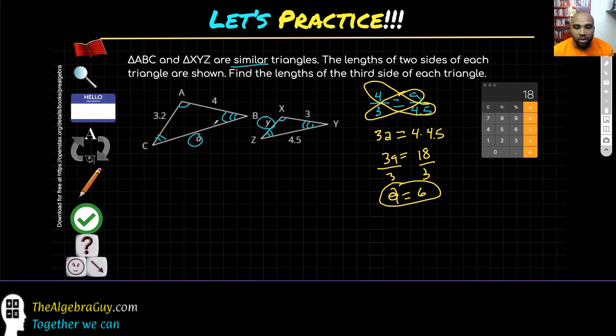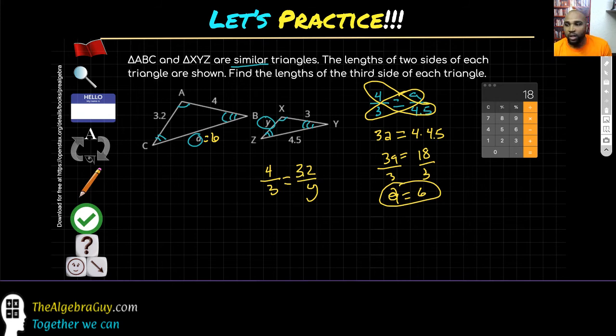Well, halfway. So we know what A is. A is now 6. But what is Y? Well, we can still use this relationship between 4 and 3. We can say 4 over 3 is the same thing as 3.2 over Y, since this side corresponds to Y. And I just want to point out one thing: if you start from this triangle, like I did at the top, 4 to 3, you have to go back here, 3.2 to Y. You can't go 4 to 3 and then Y to 3.2. You have to stay consistent.